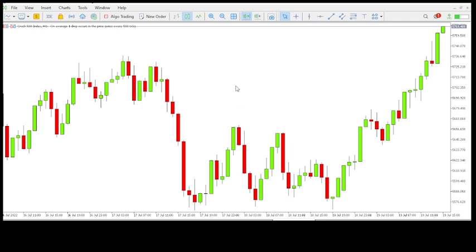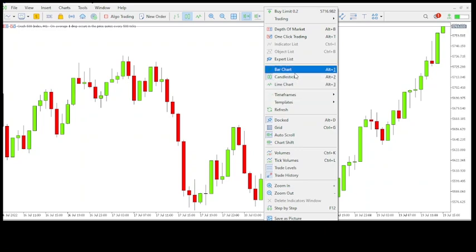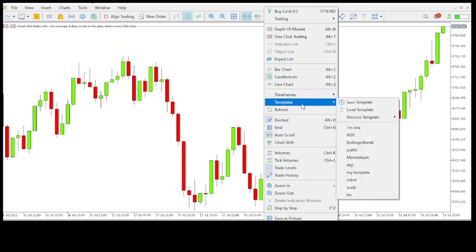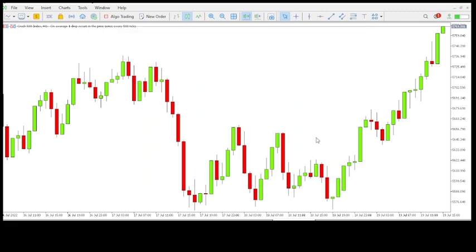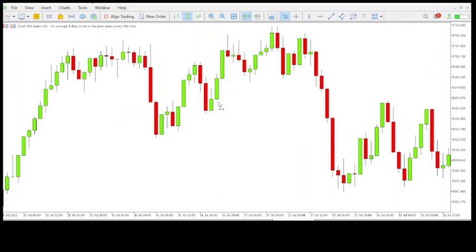Okay, so all I need to do to save this template is right click on my chart, then go to templates. After time frame, you get templates. Then you can see save template right here. So I'll click on save template, then I will save it as our templates. Then I will save it. So now I've saved the template. Okay, so I love my chart this way.